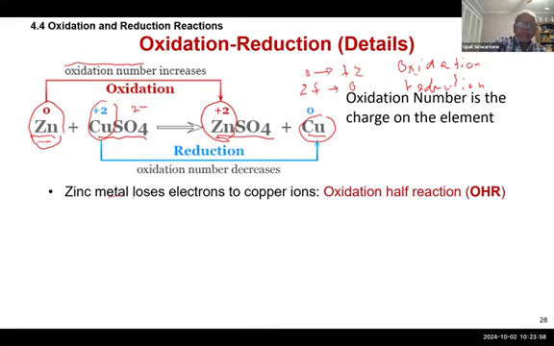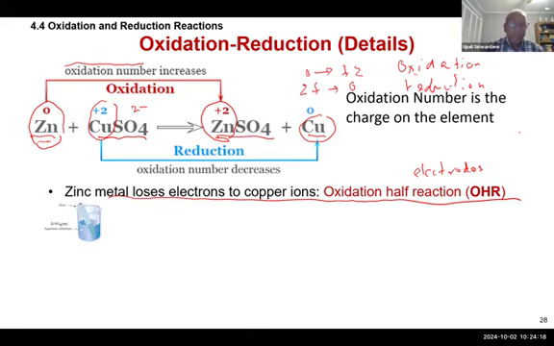Here, zinc metal loses electrons to copper. That's the oxidation half reaction. That's one of the electrodes we are making. We write down this is zinc. This is zinc sulfate solution. You put it in a beaker to create a half reaction.